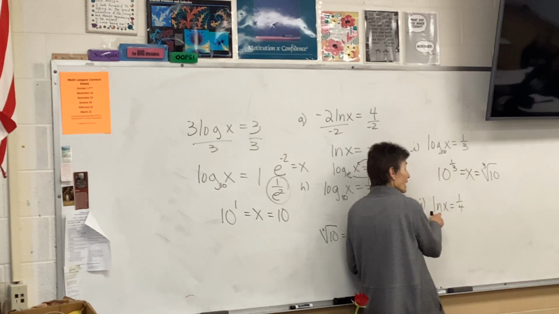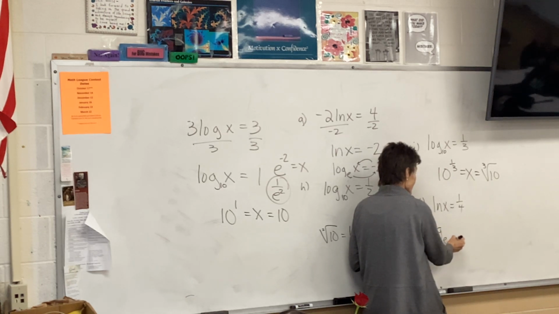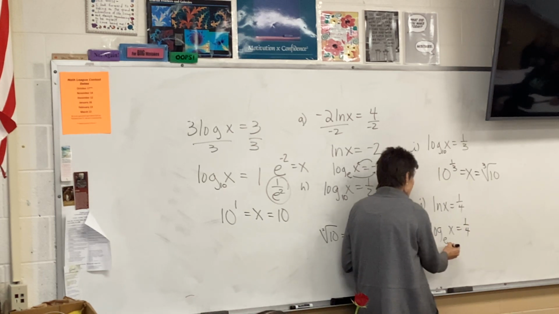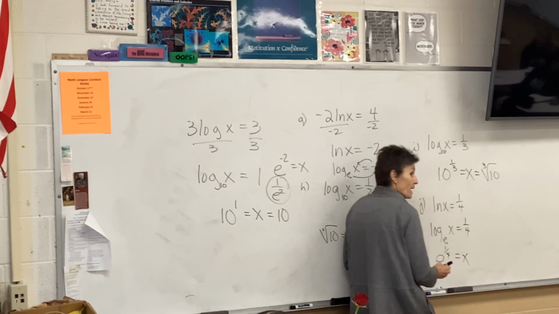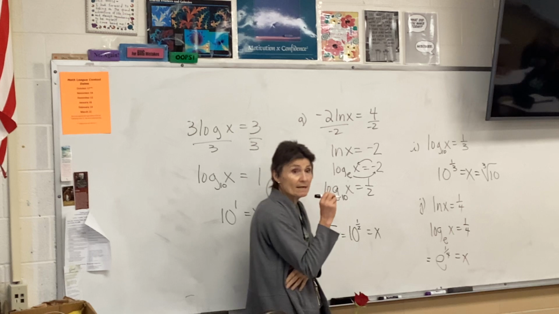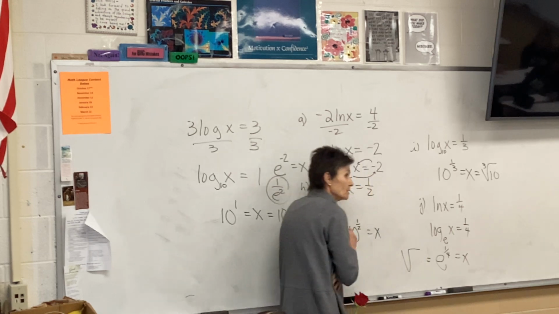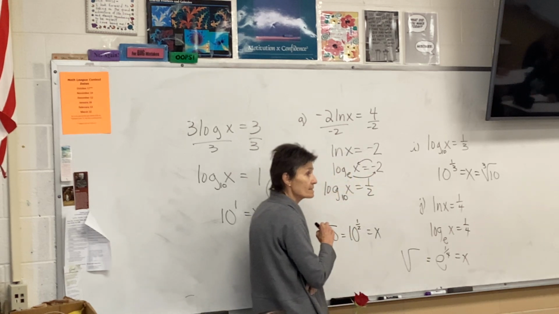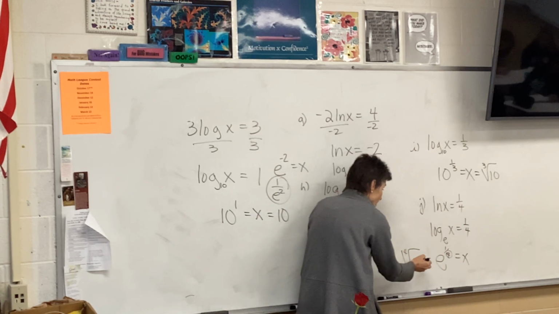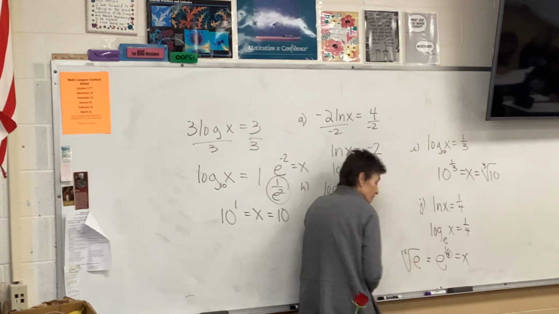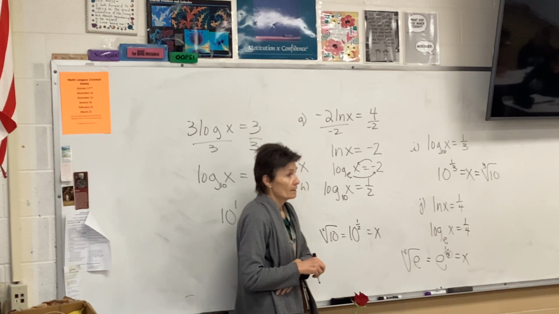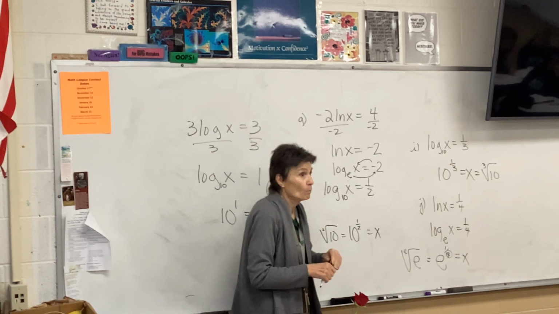All right, ln is log base e, so it's e to the 1/4. And what does the 1/4 power mean? It means a radical. What radical does it mean? 4th root. What's underneath the radical? 4th root of e. It's what you've been doing.